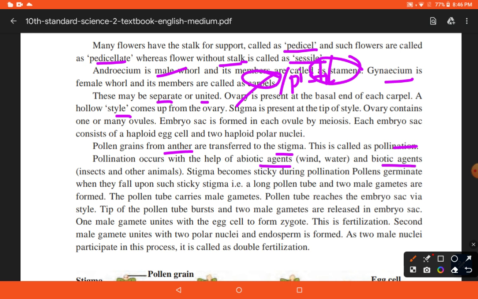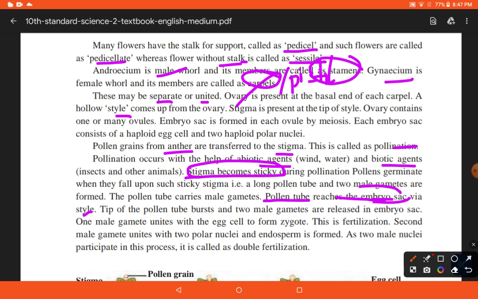Now during pollination, the stigma becomes very sticky, so the pollen grains stick to it. Right? The pollens germinate when they fall upon it. Through a long pollen tube, 2 male gametes are formed. I told you microsporangia, pollen grains, 2 male gametes are there. Now, the pollen tube reaches the embryo sac via the style. Through the style, it passes down.